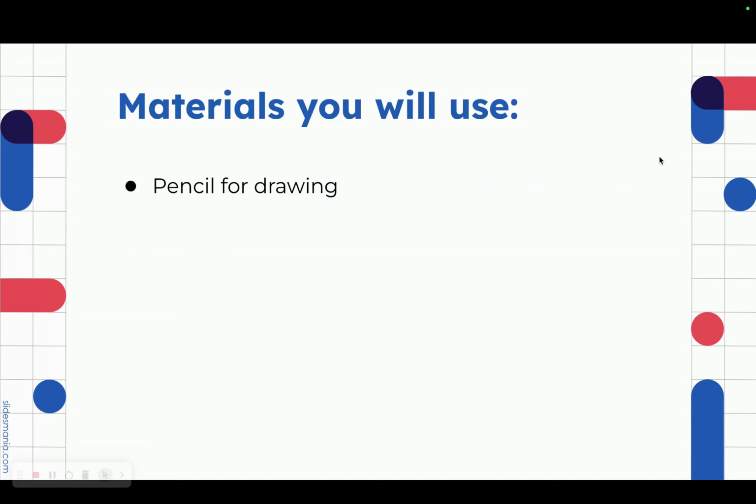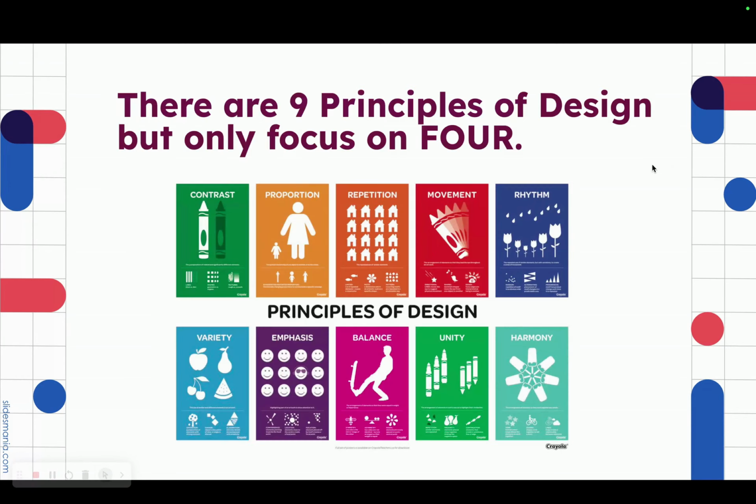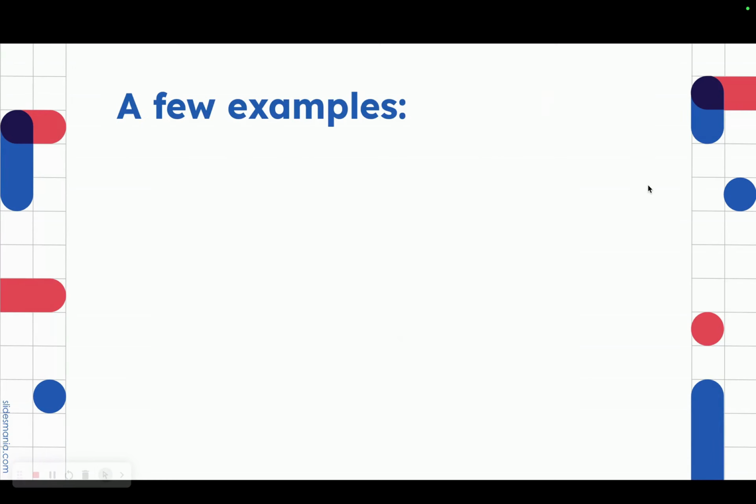The materials you're going to use are pencil for drawing, colored pencils for applying color, a ruler if you need straight lines, and a black pen if you want to add outlines. There are 9 principles of design that you've learned about, but we're only going to focus on 4 of them. You get to choose those 4. Here are a few examples.